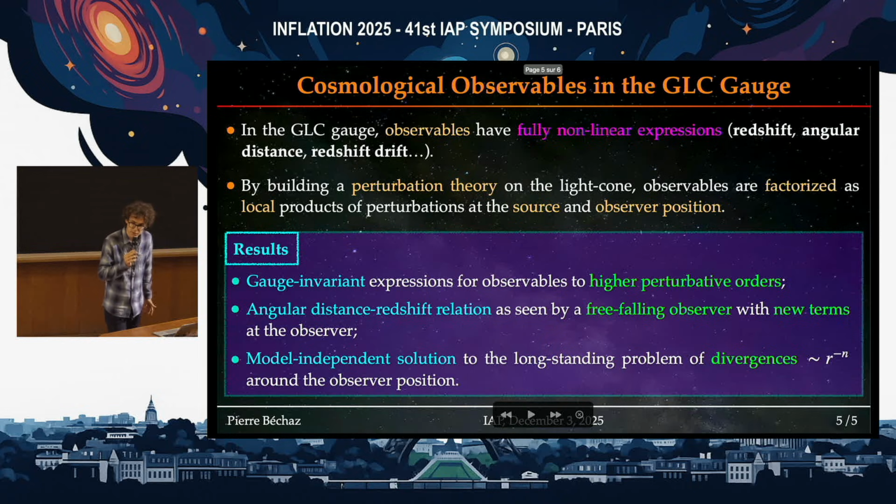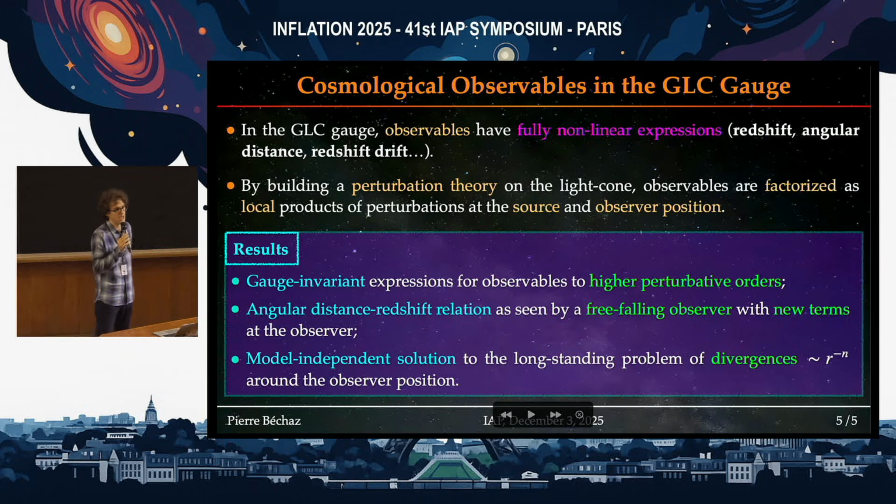And what's nice about GLC is that in this gauge, observables have fully nonlinear expressions. For example, for the redshift, the galaxy number counts, the angular diameter distance, and the redshift drift I'm currently working on. And then you can build a perturbation theory directly on the LightCon of this observer. And what's nice is that observables are just expressed as products of local perturbations, just evaluated at the source and observer position. So the results I got are in general gauge invariant expressions for cosmological observables to higher order in perturbation theory.